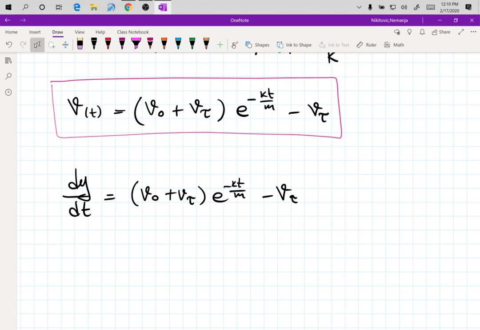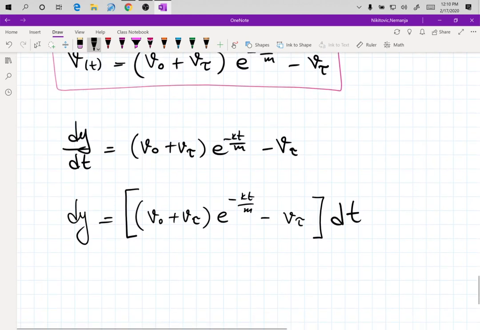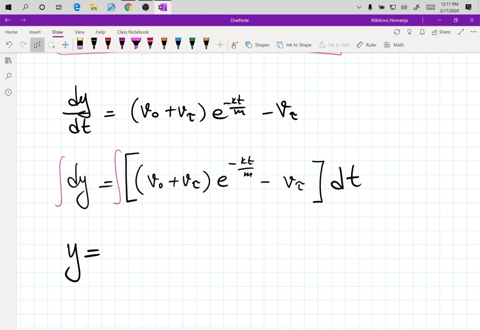So when we separate our variables, we have our standard stuff. We're going to put this. We can use square brackets if you will, because now there has to be a dt in there, and we are going to hit both sides by the integral sign, and y equals, you know what?